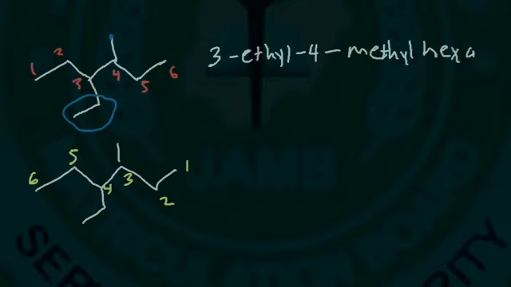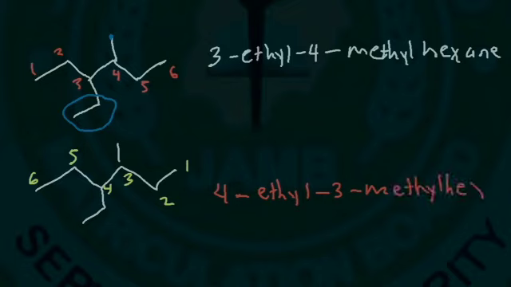So to write it, it's going to be 3-ethyl, 4-methyl, and 6 correlates to hexane, so 3-ethyl-4-methylhexane. Hexane is the parent chain. Now, if we have it in the other direction, it's going to be 4-ethyl, 3-methyl, hexane. In both cases, the substituents are alphabetized, which is good.